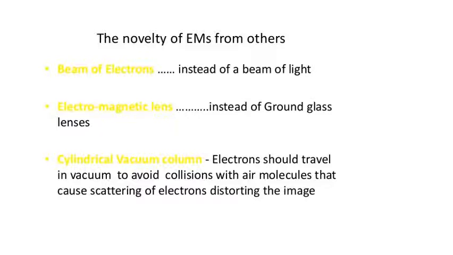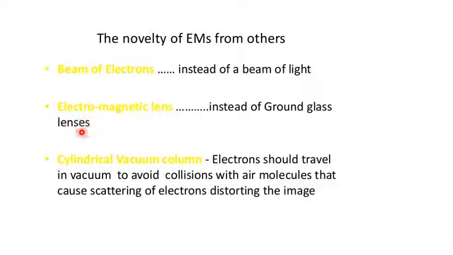The novelty of the electron microscope from others. How is the electron microscope different from other microscopes, the ordinary light microscope? In an ordinary light microscope, light is used, photons are used. But in the case of an electron microscope, a beam of electrons is used instead of a beam of light.